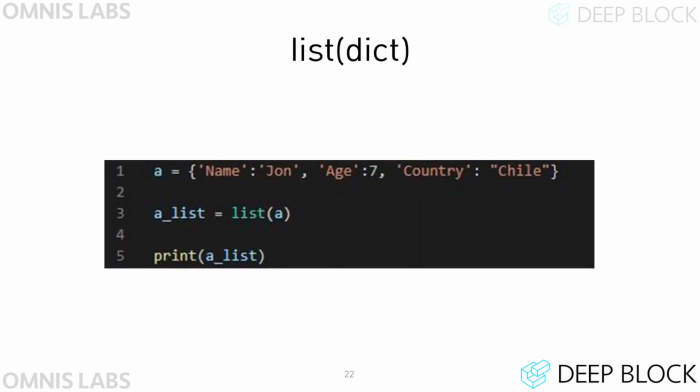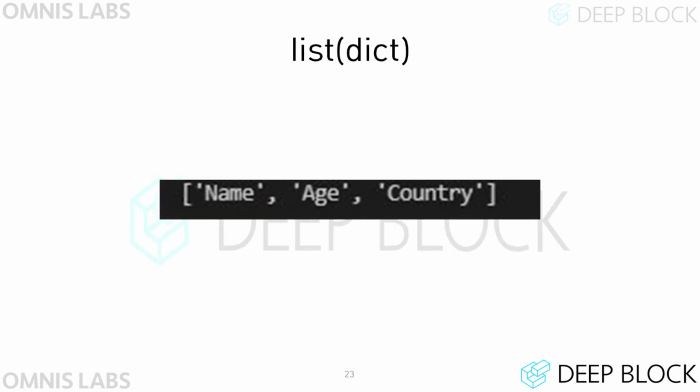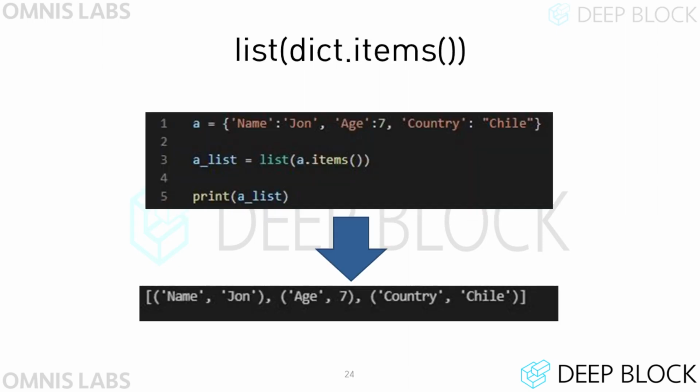If you pass any dictionary as an argument to the list function, guess what value will be returned? If we run the program shown in the previous slide, we can see that only the keys of dictionary A exist in the variable A list. If so, how can we convert key and value pairs of a dictionary into a list?